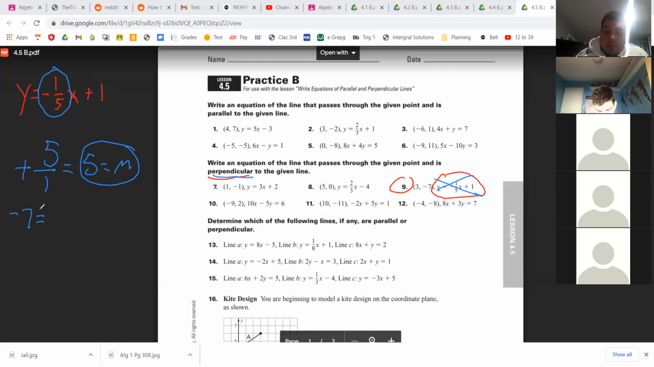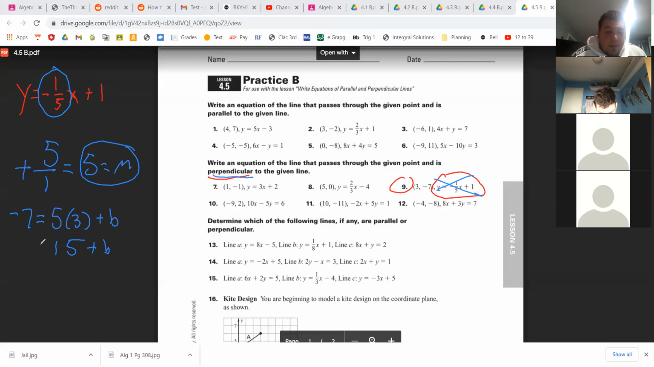Okay. So -7 equals, we have their new slope, 5 times 3 plus b. We got 15 plus b equals -7. Subtract 15 on both sides. -22 equals b. I got my b. I got my m. Time to put the final touches. Y equals 5x minus 22.